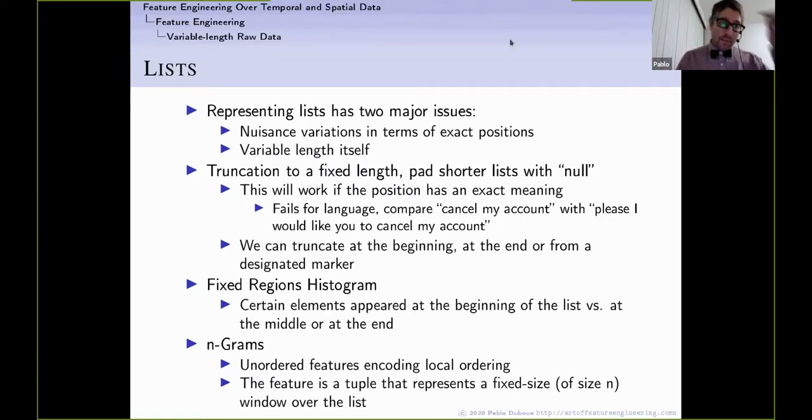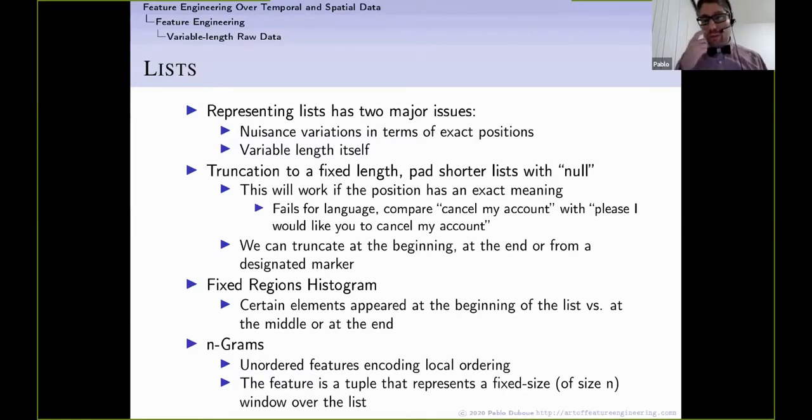One technique to handle the variable length is just to take a fixed length that is long enough and pad the shorter list with a null value. Yes, and this works if the position has an exact meaning, but for language it gets very complex because, for example, if you say "cancel my account" versus "please, I would like to cancel my account", the word cancel appears as feature 1 in the shorter version, but it appears much further down the feature vector in the other version.